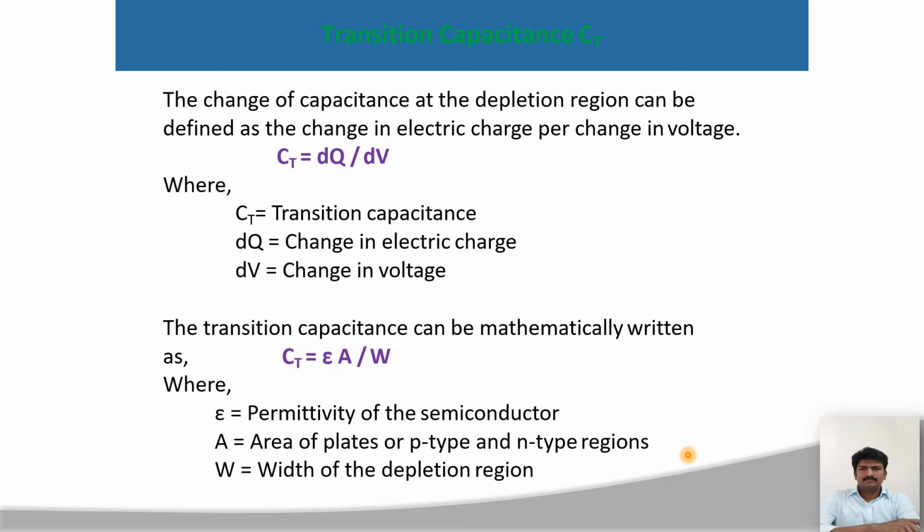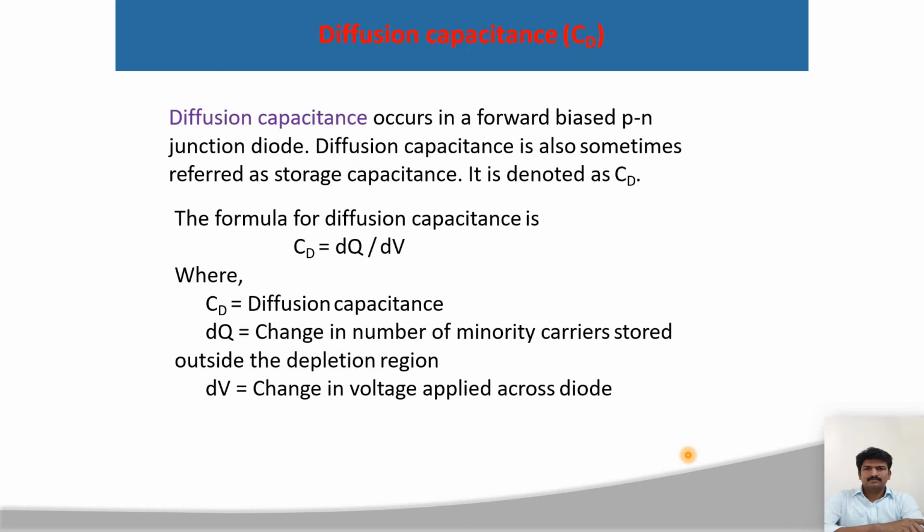The transition capacitance can be mathematically written like you know, CT equals epsilon A divided by W. Epsilon is the permittivity of the semiconductor. It depends upon what type of semiconductor you have chosen, like silicon having one type of permittivity, germanium having another type of permittivity. A is the area of the plates, the p-type and n-type regions, and W is the width of the depletion region.